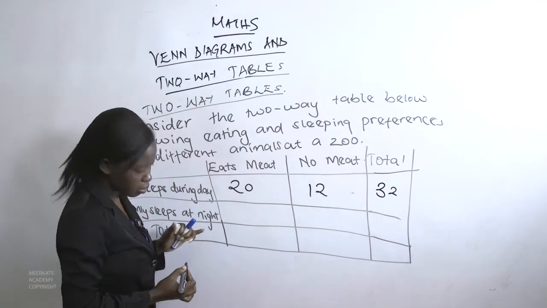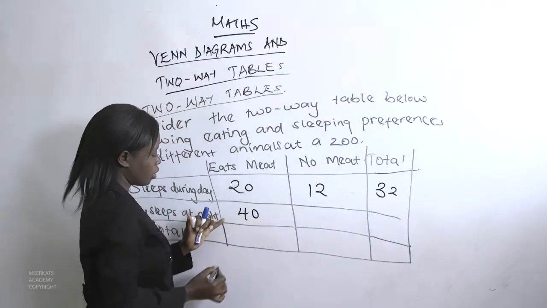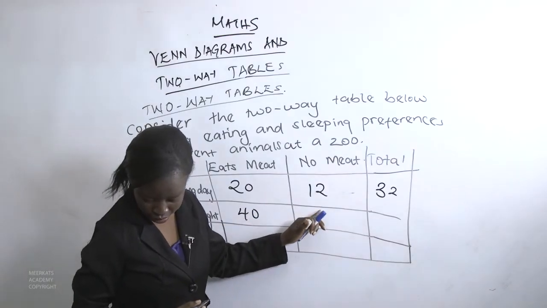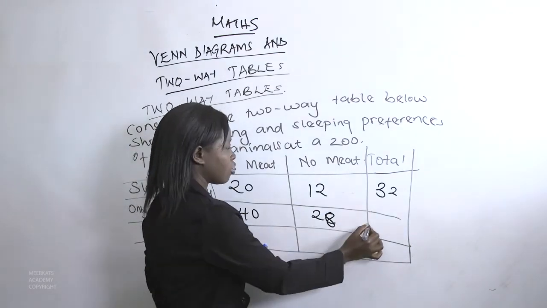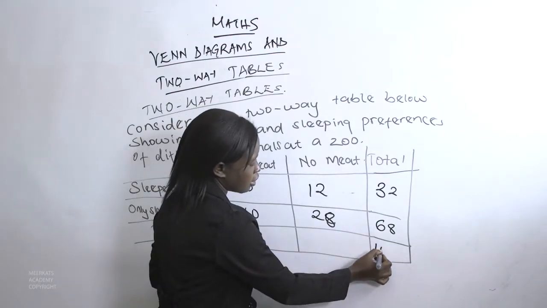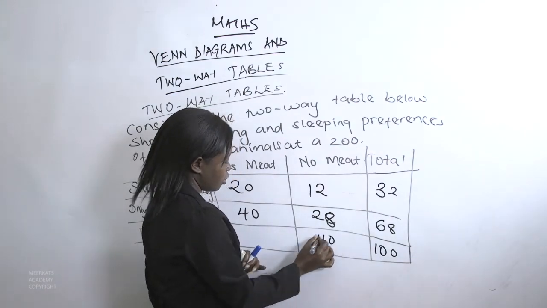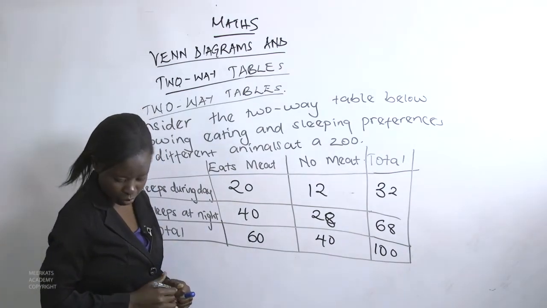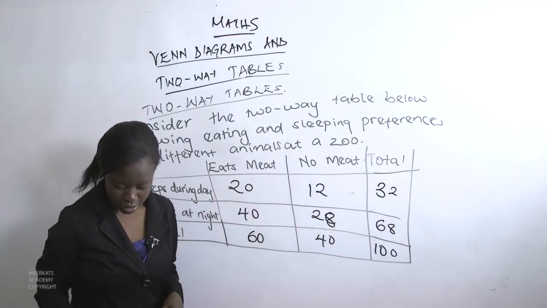The next category is those animals that eat meat but sleep during the night. We have 40. Then we have those that don't eat meat but sleep at night. We have 28, which gives us a total of 68. So in total, we have 100 animals. Here we have 40, and here we have 60. So those are the totals we have. We are considering that table, and from this table, we can use it to answer various questions.